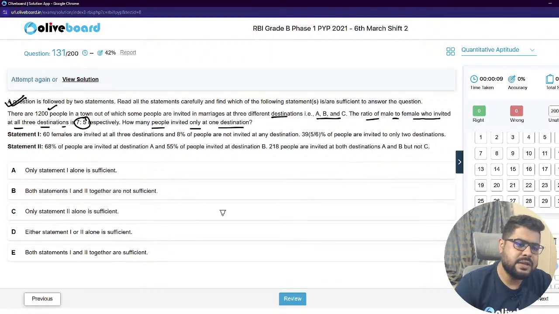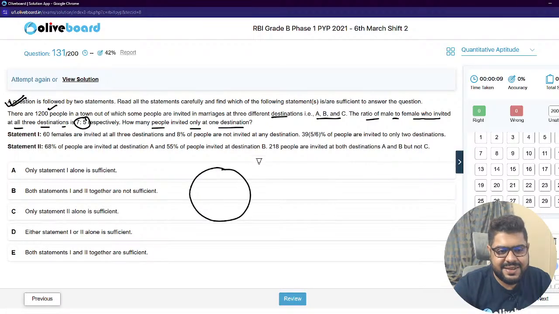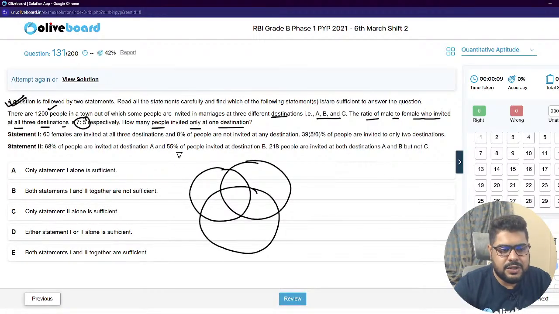Acha sir. Sir, why all 3, like 1 of 2, like both, like 2 out of 3. So meaning that it's a Venn diagram question. There is some overlap going on. So let's take this. 3 marriage locations, A, I'm saying this is B, let's say this is C. Now, sir, statement 1 says, look, total is 1200. Statement 1 is giving you 60 females are invited at all 3 destinations.